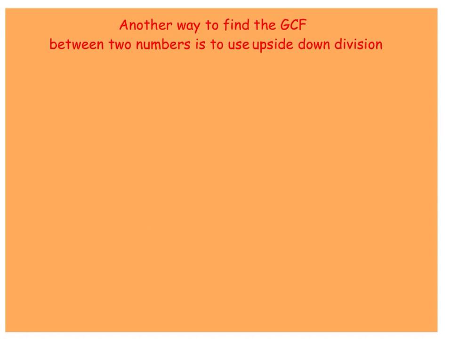I can also find the greatest common factor of two numbers using a method called upside down division. So let's take 12 and 24 again. And what I'm going to do is put an upside down division box around 12 and 24. Okay, and I begin by thinking of something prime that goes into both. So I'm just going to use 2. Okay, 2 goes into 12 6 times. 2 divides into 24 12 times.